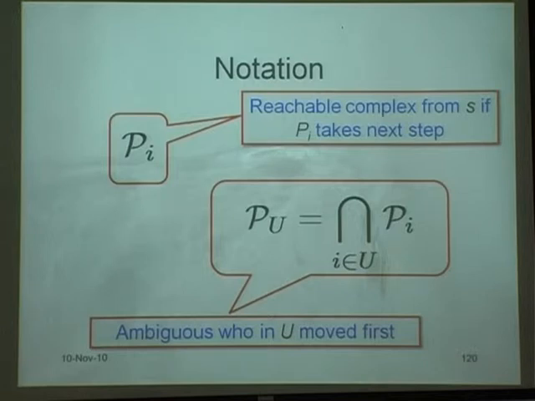And we're going to prove these things, at least in the notes, all combinatorially. But if you want to really understand what's going on in the proof, then think of it as saying, well, what must happen if it's ambiguous who went first?